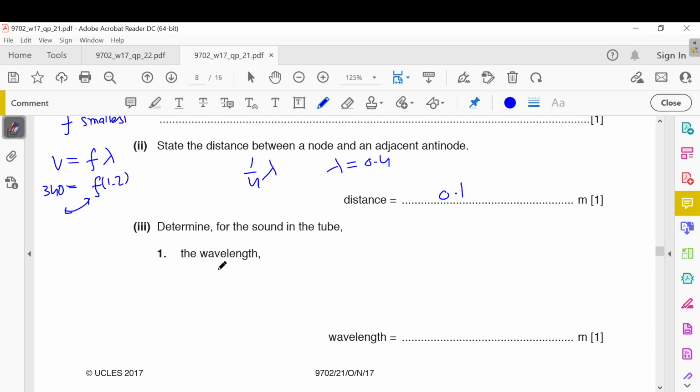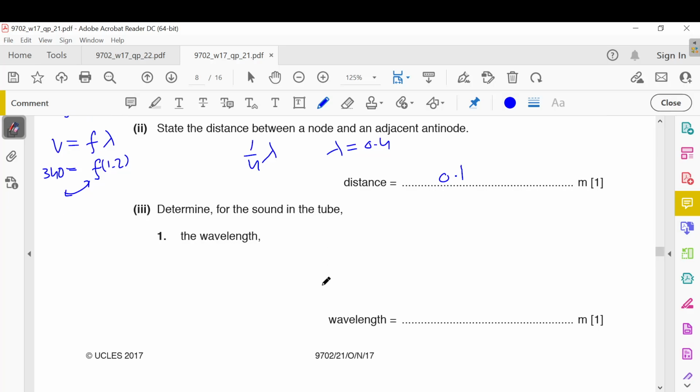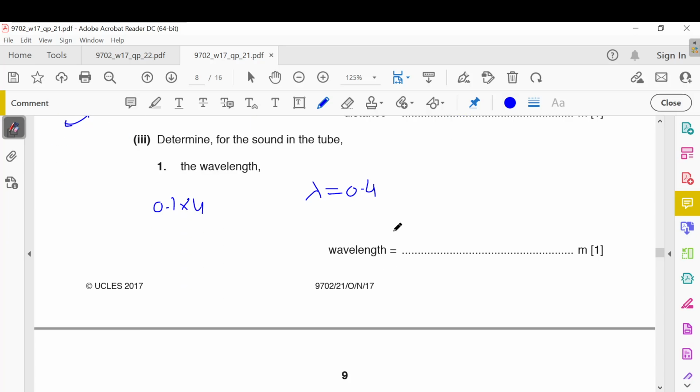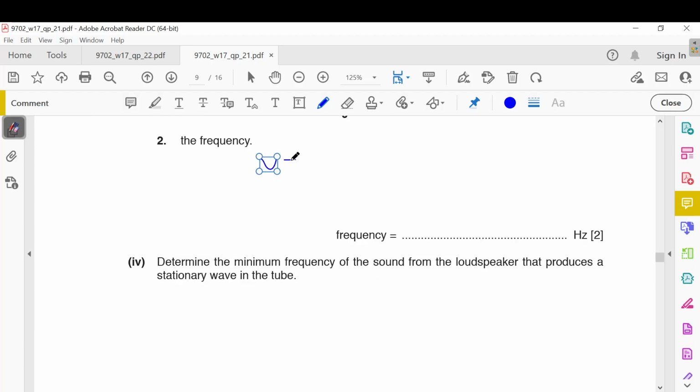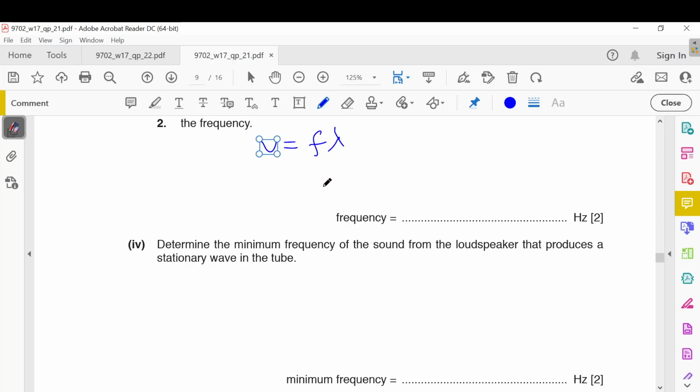For the speed of sound, calculate the wavelength. You can calculate the wavelength which we have already calculated, that is 0.4, or 0.1 multiplied by 4. A wave has 4 quarters, so it has a wavelength of 0.4 meter. Its frequency is a stereotype question. You just feed the value and get the answer.